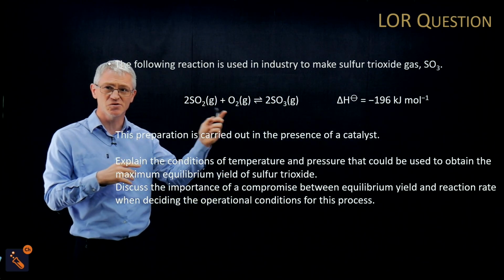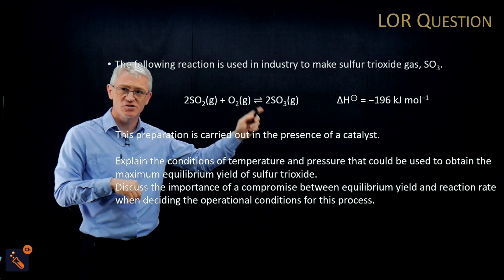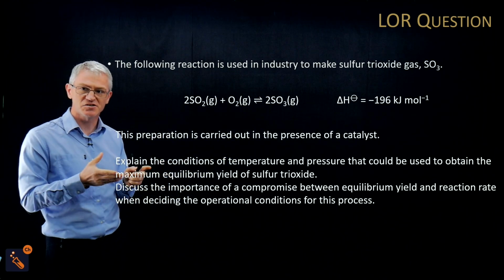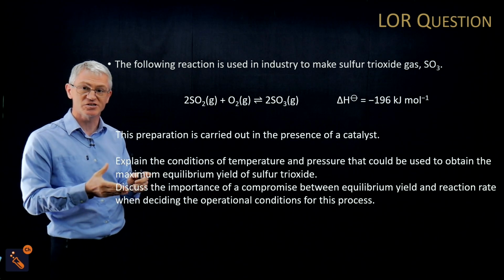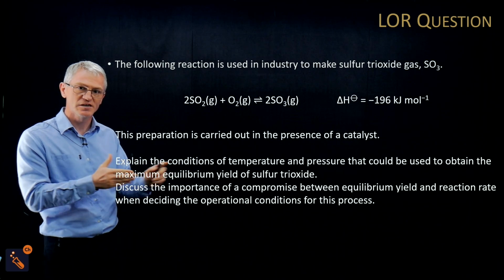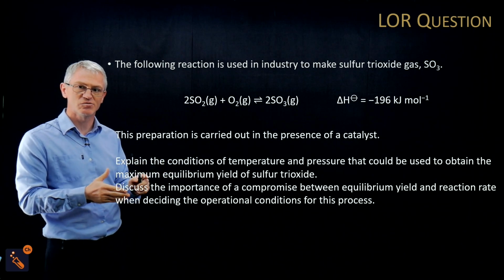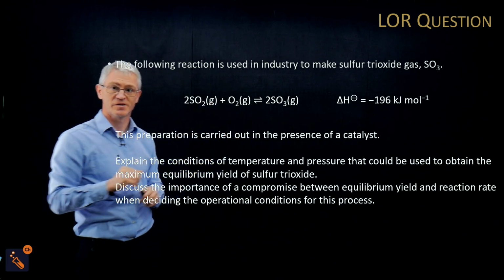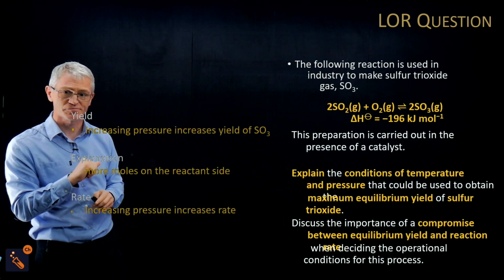And moles, let's look at moles. 3 moles on the left, 2 moles on the right. These are the type of things you need to look at straight away. Now, let's look at the question. Explain the conditions of temperature and pressure. So it's a good thing we did that because we now know what we're doing, hopefully. That will be used to obtain the maximum equilibrium yield of sulfur trioxide. So we want the equilibrium to go to the right. Okay, let's put this to the side.